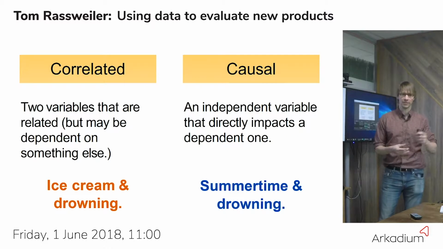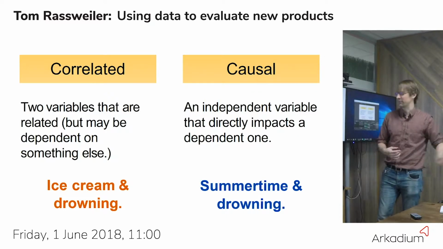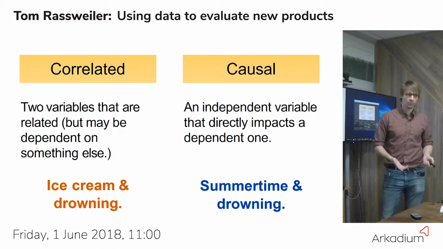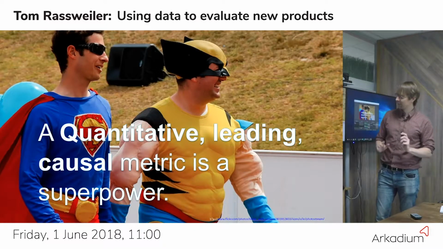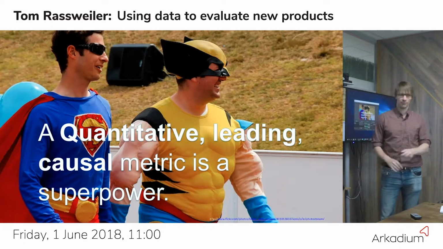If you had a weird day where it happened to be really hot, your drowning might spike because more people might go to the beach or whatever on that day. So understanding what is correlated and what is causal is really important for analytics. So in general, when you get a quantitative leading causal metric, it is a superpower.